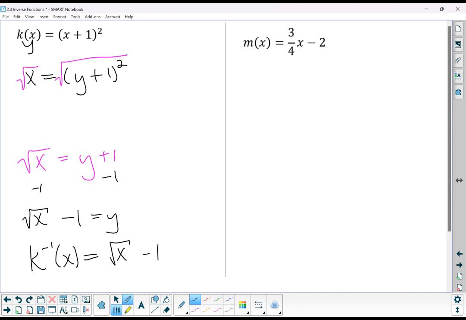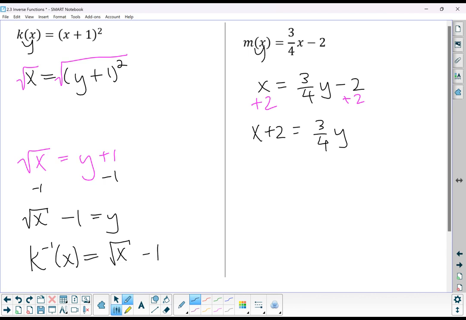Okay, this is our last line. M of x is equal to 3/4 x minus 2. So we're going to switch that x and y. So we have x is equal to 3/4 y minus 2. We need to solve for y. So we're going to start by adding 2. X plus 2 is x plus 2.